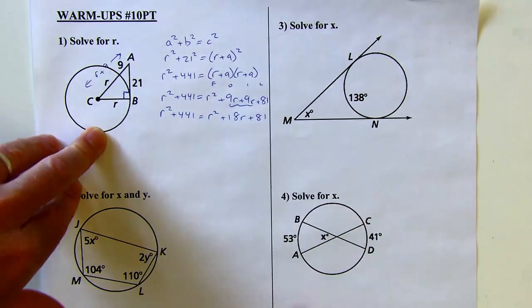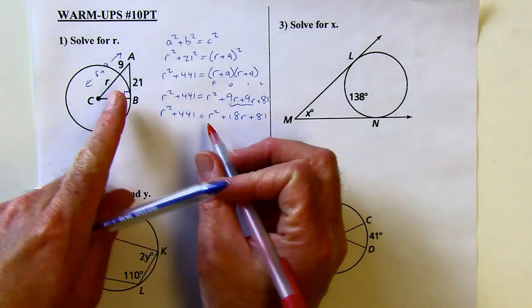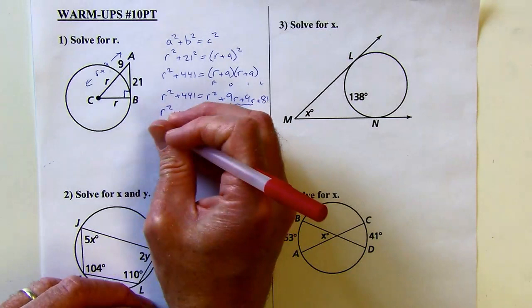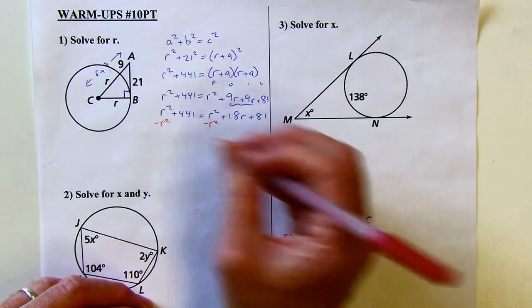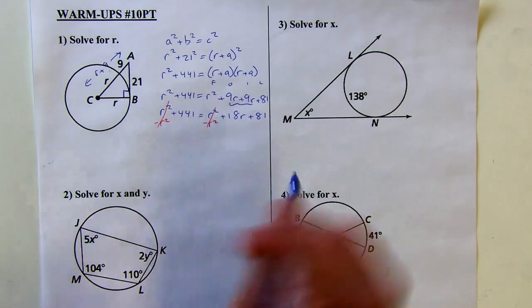Okay, so I got it down to this. So I still need to solve for r. So I want to start combining like terms. And let's get these r squared terms together first. So, hey, I want to move my r squareds to the left, so let's subtract. And hey, look at that. Actually, when we subtract r squared from both sides, something really nice happens. No more r squareds.